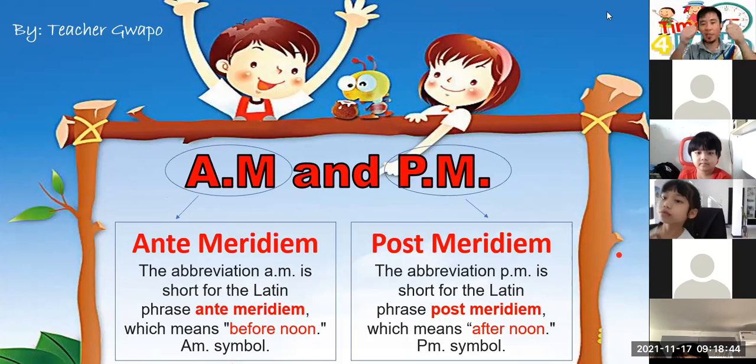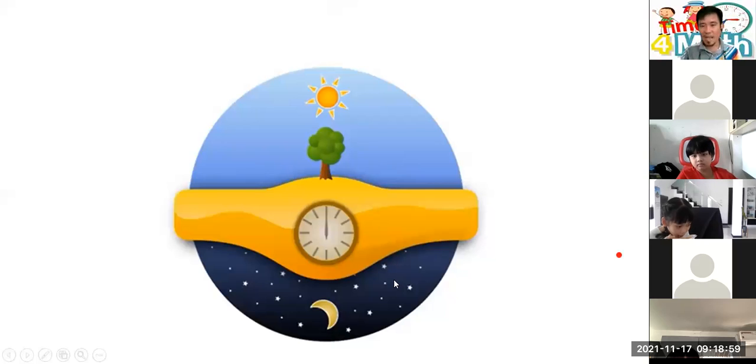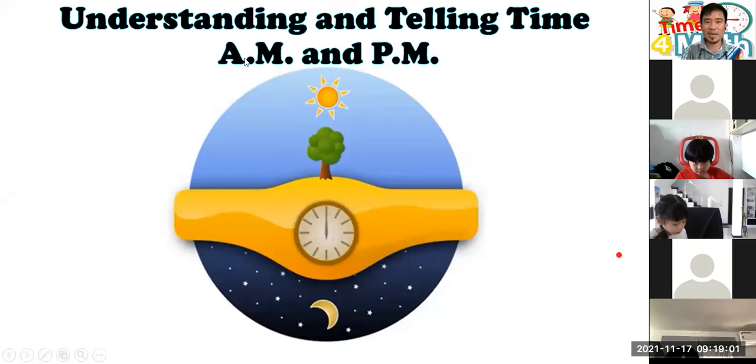Everybody thumbs up if you understand AM and PM. Thumbs up. Okay. When we say A, that means before. Anti means before. Post, after. Finish already. Now here we go. Understanding and telling AM and PM.